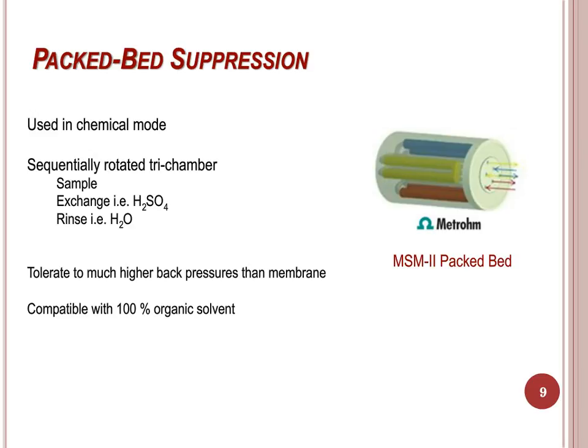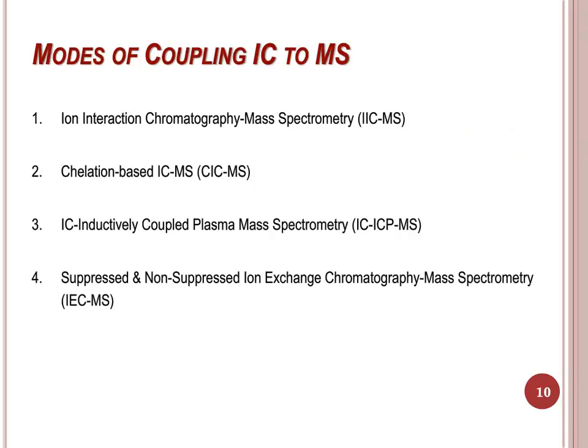So on to modes of coupling. The four I'll be discussing are ion interaction chromatography mass spectrometry, chelation-based ICMS, IC coupled to inductively coupled plasma MS, and finally suppressed and non-suppressed ion exchange chromatography mass spectrometry.